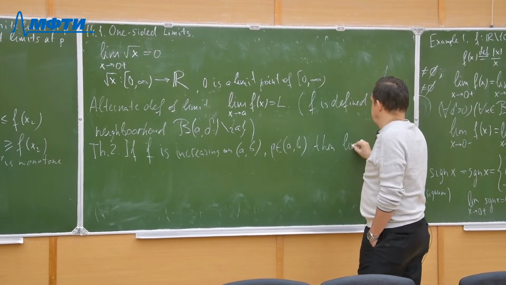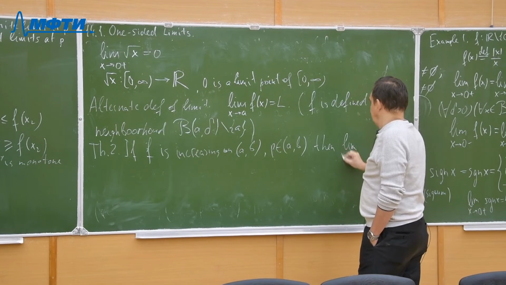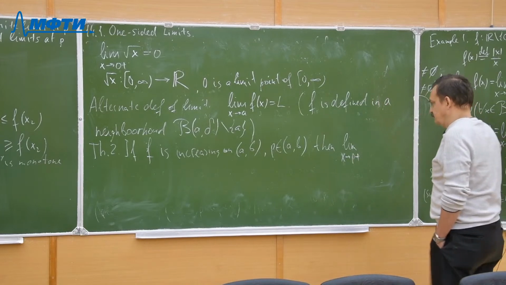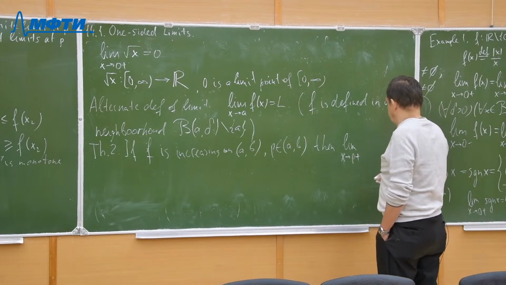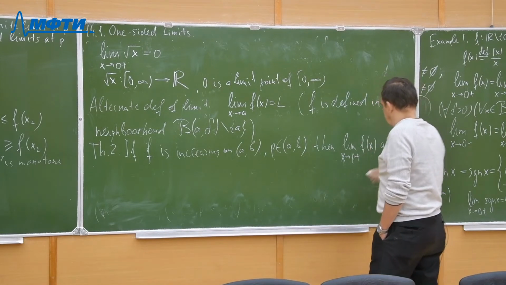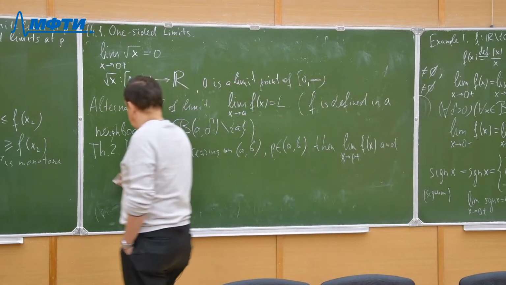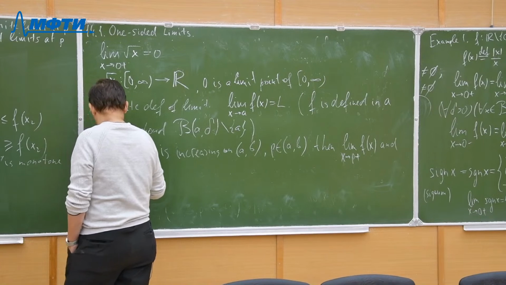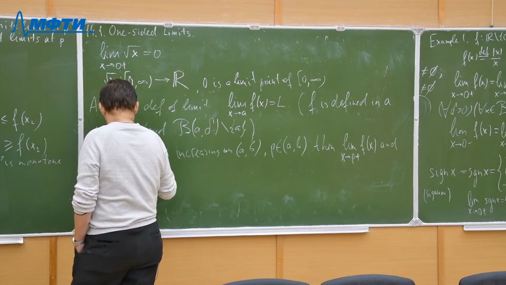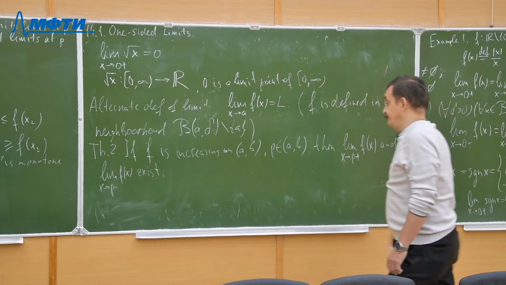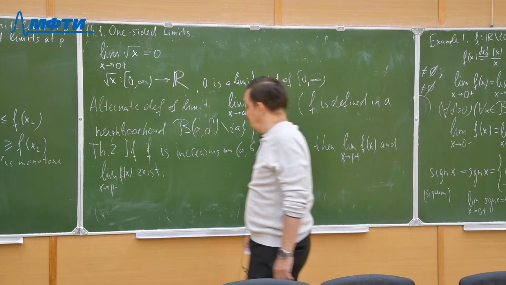the limits from the right hand side and from the left hand side, okay, I will not use 0 because in our lecture notes it is not used, limit as x tends to p plus of f of x, and limit as x tends to p minus of f of x exists. Proof.